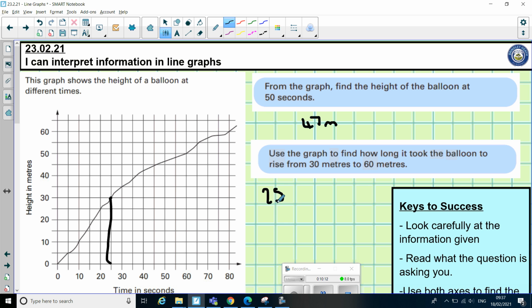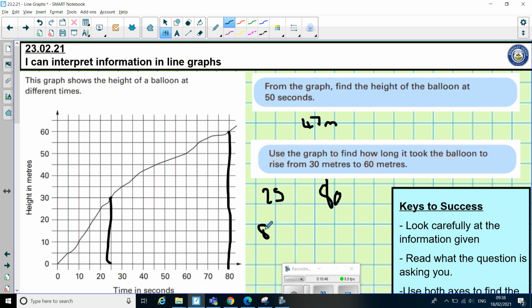that it was at 30 metres. And then I want to know how long it takes to get from 30 metres to 60 metres. So if I find 60 metres, I go across and I read all the way down, it was 80 seconds. So to find how long it took to rise from 30 to 60 metres, I need to know the difference between 80 and 25. Remember, to find the difference, you need to do a takeaway. So I do 80, take away 25.